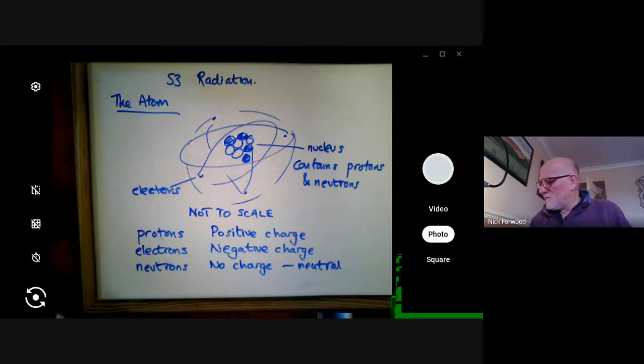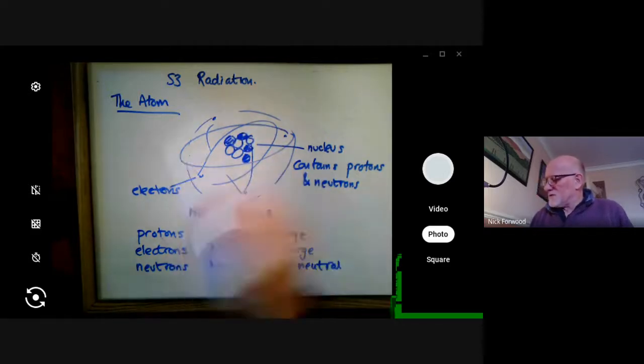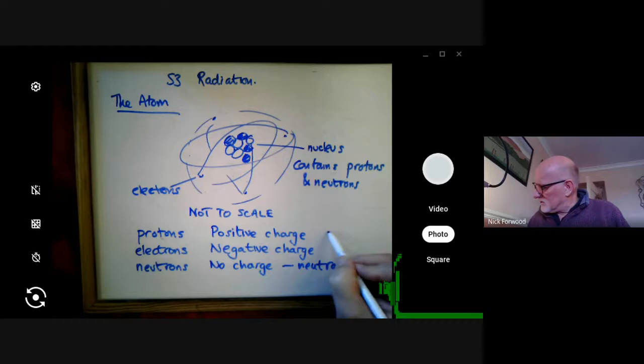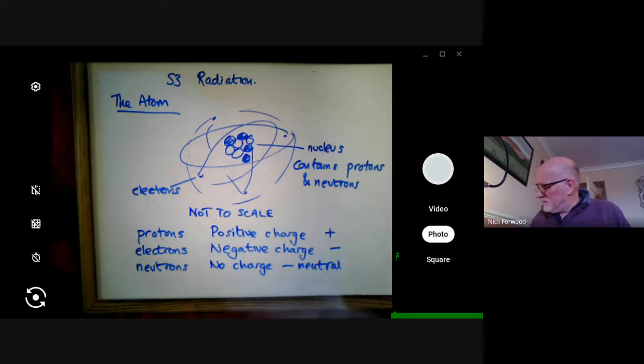So the overall charge of this atom is also neutral, but it's just the bits that go to make it up have these things called positive and negative charges. Now, a different way of writing a positive charge is to write a plus, and a different way of writing a negative charge is to write a negative sign. And neutral, you could just write as a 0. It's got no charge at all.